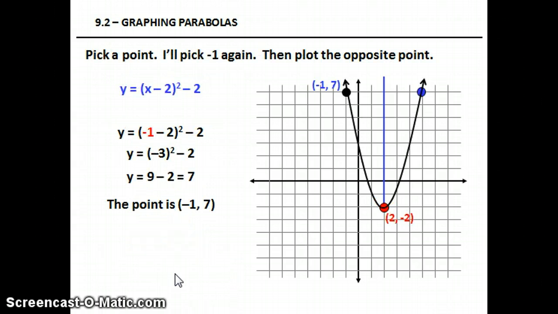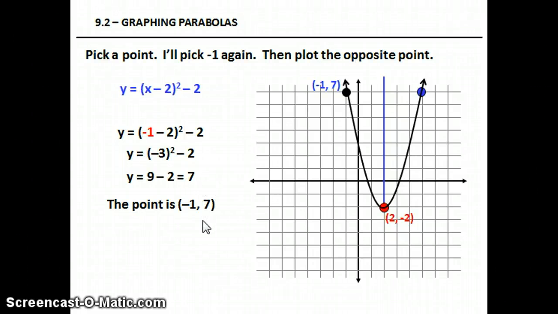Then, very simply, we do the same thing we did before. We're going to pick a couple of points. And I'm going to pick -1 and 7. -1, because that's the easiest one for me to pick. I could pick, remember this is at 2, so I could pick 3 or 4 or 5, but -1 is so much easier. So I put -1 in, I get -3 squared, which is 9 minus 2, which is 7.